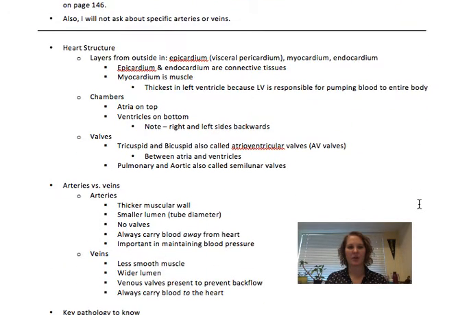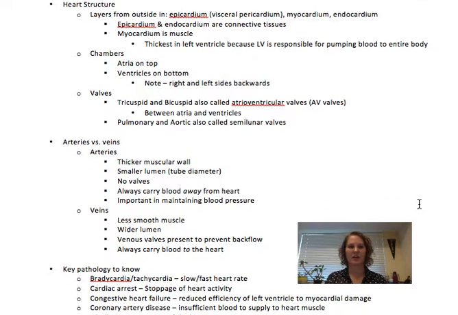If you've got your book, we have the heart in front of us. There are a couple different pieces to the heart, the structure. If you look at a cross section, you have the epicardium, which is the outermost layer. It's actually the visceral pericardium, so it's the same thing. Then you have the myocardium, which is really thick, and the endocardium on the inside. The epicardium and endocardium are actually connective tissues. They're very smooth and slippery, so the heart can move blood through it and contract in that cavity without friction.